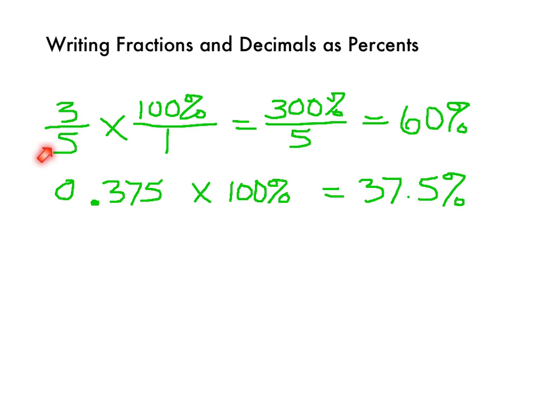Here we multiply 3/5 by 100%. We've written 100% in the form of a fraction because we're multiplying times a fraction. Our answer is 300% over 5. When we simplify, do the division problem here, 300% divided by 5, our answer is 60%. We can use the same procedure with decimal numbers to change decimal numbers to percents. Here we have 0.375 times 100% equals 37.5%. Remember, we can do this as mental math simply by moving the decimal point over 2 spaces to match the 2 zeros in the percent.